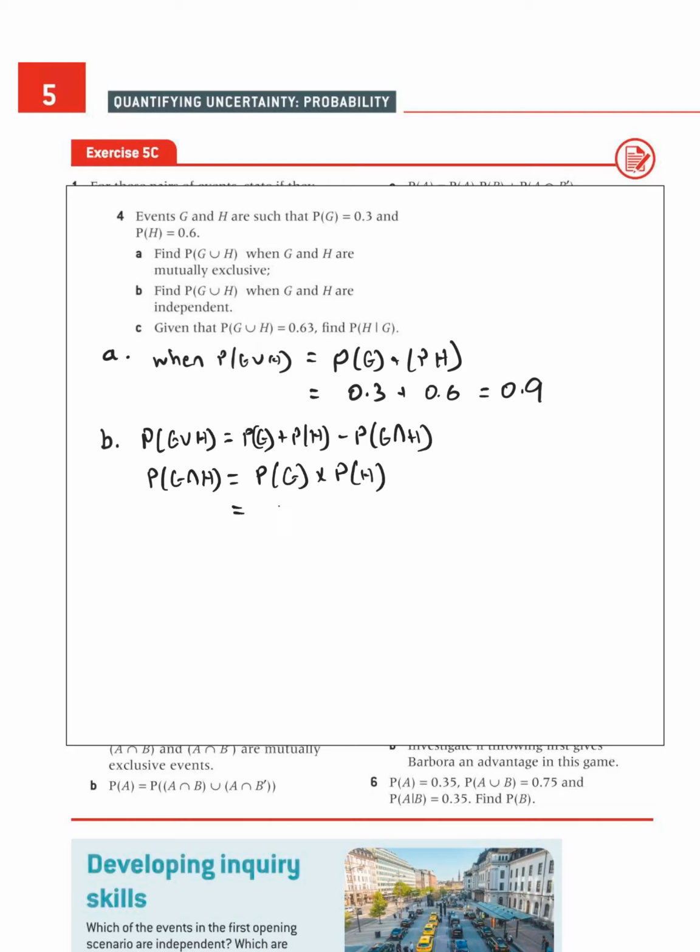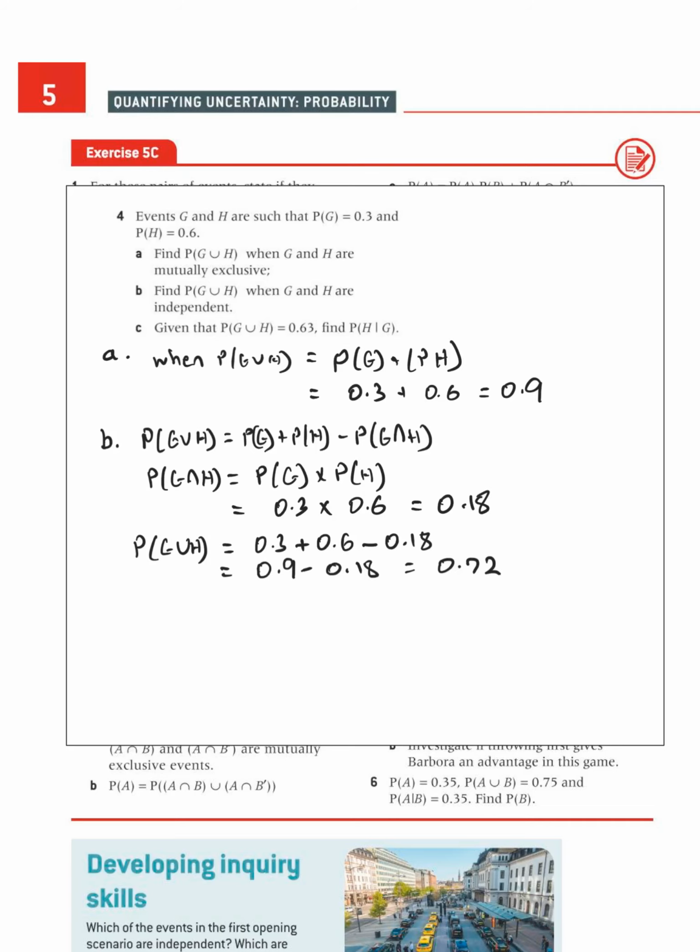That equals 0.3 times 0.6, which equals 0.18. Now we can just add that to this formula, since we know that term. The probability of G union H equals the probability of G, which is 0.3, plus the probability of H, which is 0.6, minus 0.18. That equals 0.9 minus 0.18, which equals 0.72.